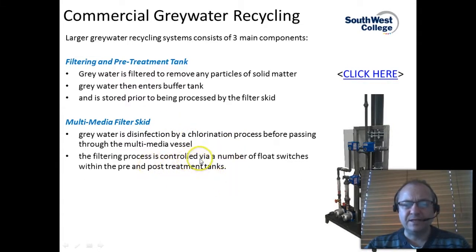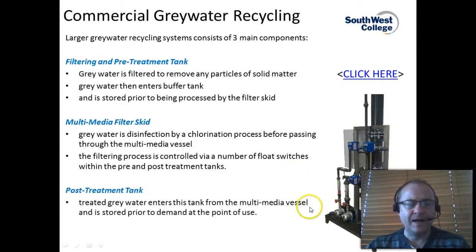The filtering process is controlled by a number of float switches within the pre and post treatment tanks. So what goes into the multimedia filter skid, there's a couple of level switches that will put water in when there's capacity available and drain the water out when required. And then after treatment you'll have a post treatment tank, and that's where the treated grey water enters from the previous chlorination process, and it's stored in the post treatment tank until it's needed at the point of use, so until the toilet's flushed, for example.